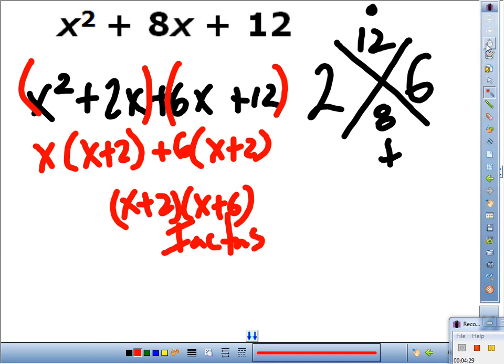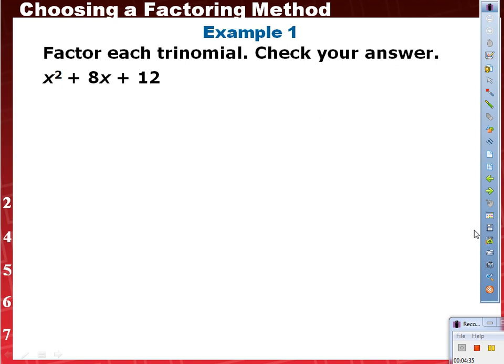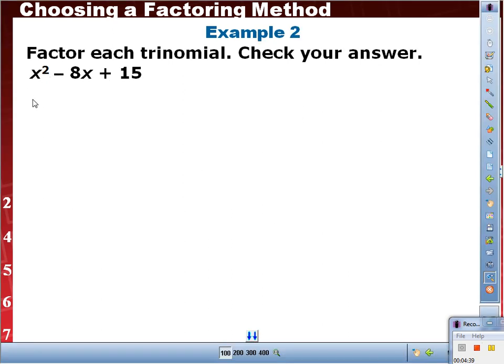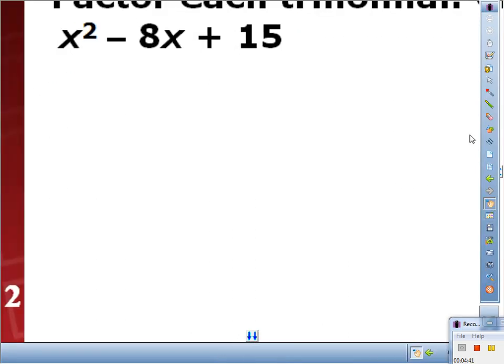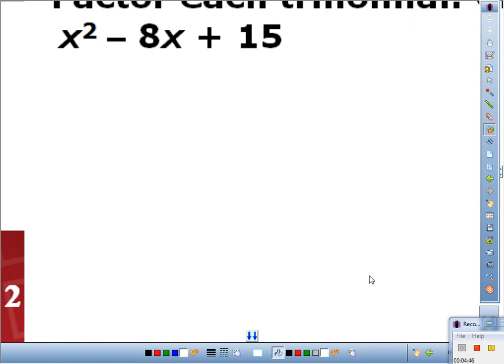Number 2, stay focused because it's going to go really fast. This is just a full review of everything we've seen. Number 2, copy and factor. x squared minus 8x plus 15. 40 seconds.